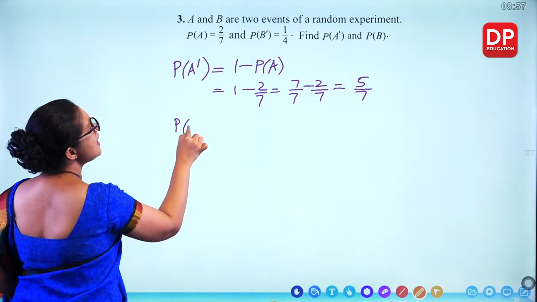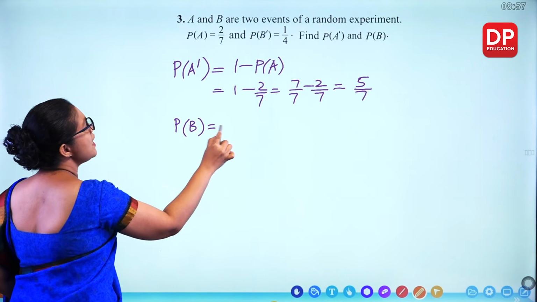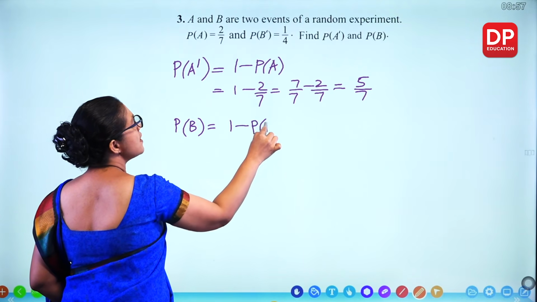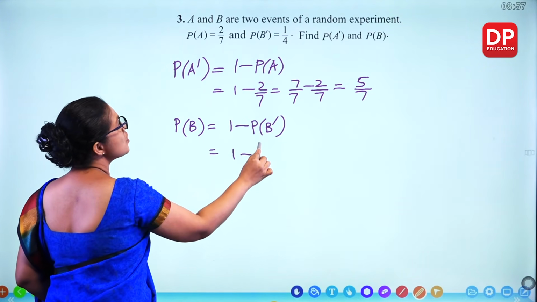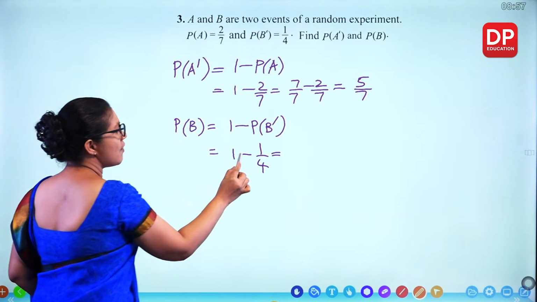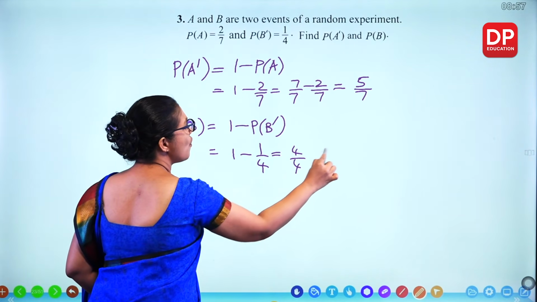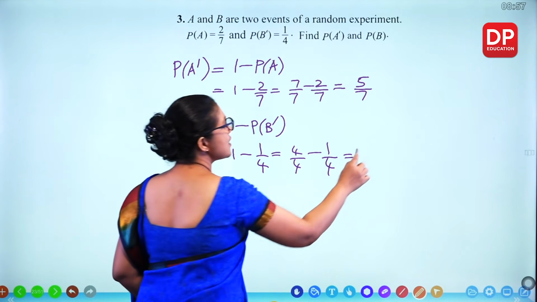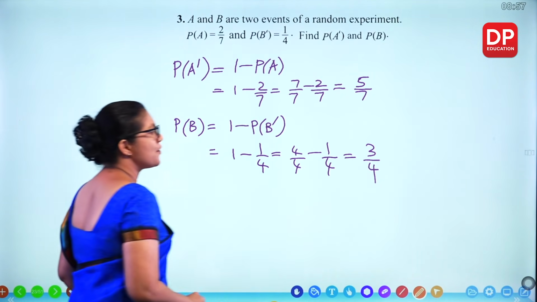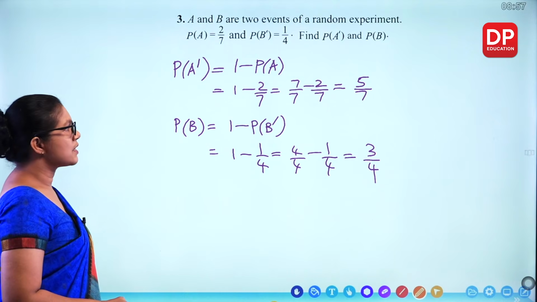What is PB? PB is 1 minus probability of P dash. 1 minus PB dash is 1/4. 1 I can write 4 over 4. When we subtract, 4 minus 1 becomes 3. So the answer is 3/4.